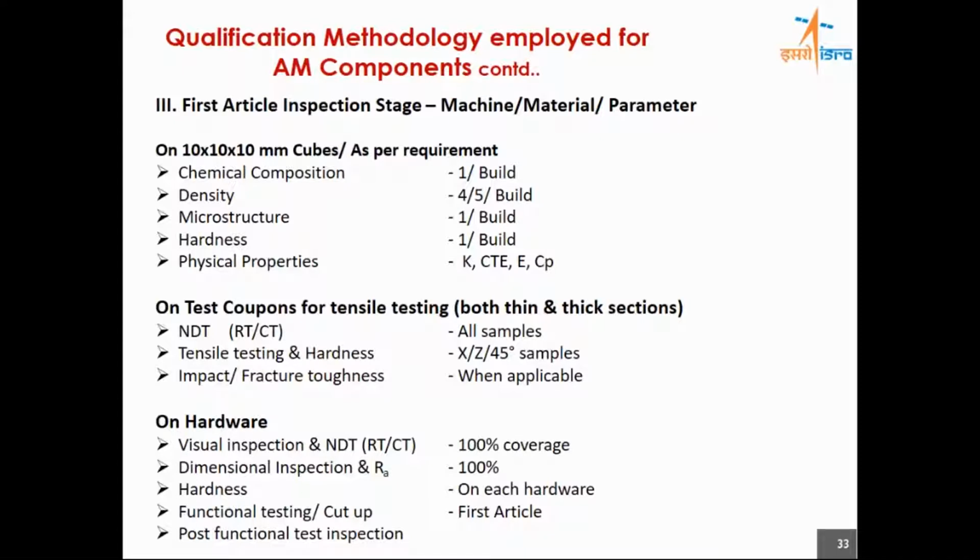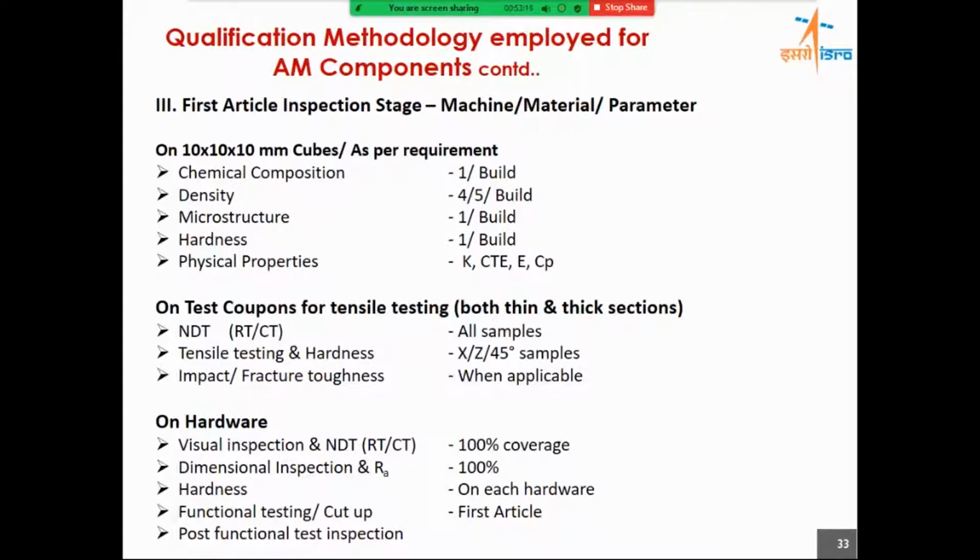It is ideal to do a functional test. That is, you take the part and put it in the actual system and see how it behaves. If it behaves similar to a rod product or a conventionally manufactured product, you can say that it has withstood the functional test and it is suitable for this application through this route. And of course, after the functional test also, we need to do the inspection and say that there is no appreciable damage which has happened to the part.